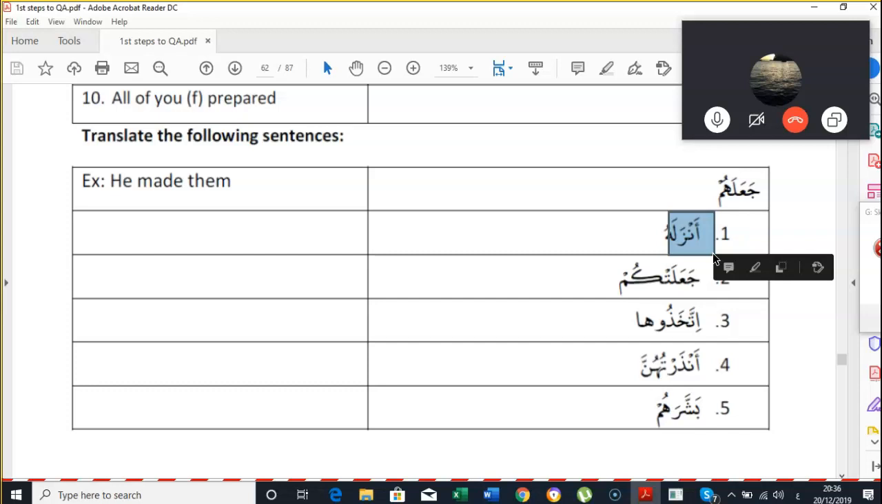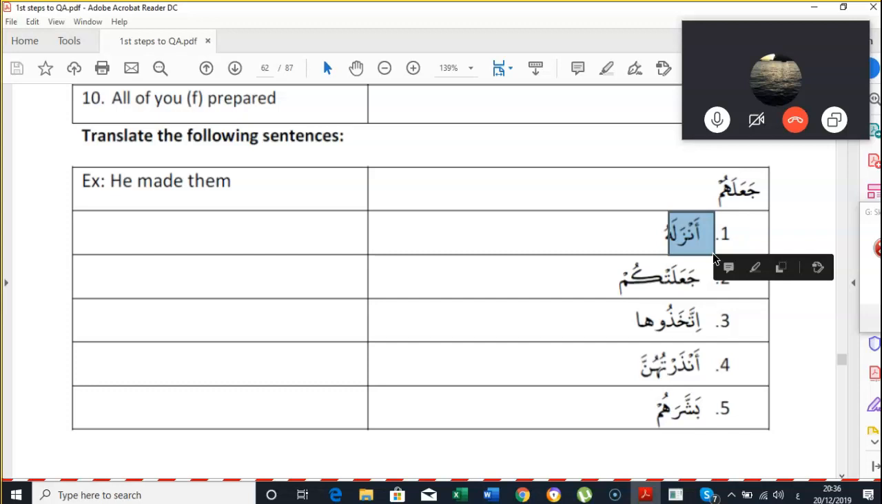Fatha, yeah. So what about this anzala? It is anzala. What's the pronoun inside of it? Huwa, yeah, there you go. Huwa anzala. Then it'll be huma anzala, hum anzalu, hiya anzalat. So if a fi'l has a fatha at the end, that's huwa already.